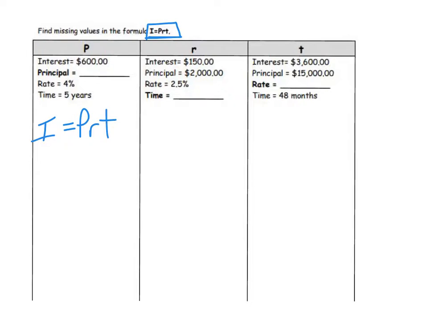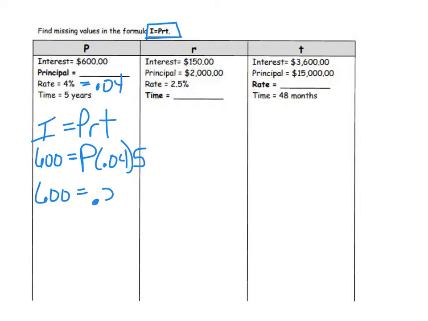So we know what interest is, so I'm going to go ahead and put 600. We know what the principal is? No, so I'm just leaving the letter P. Do we know the rate? Yeah, but remember the rate has to be in what? Decimal form, so that's going to be what? 0.04. And then it's 5 years. So I'm going to go ahead and multiply 0.04 times 5. And that would be what? 0.20. Okay, now we have an equation here.